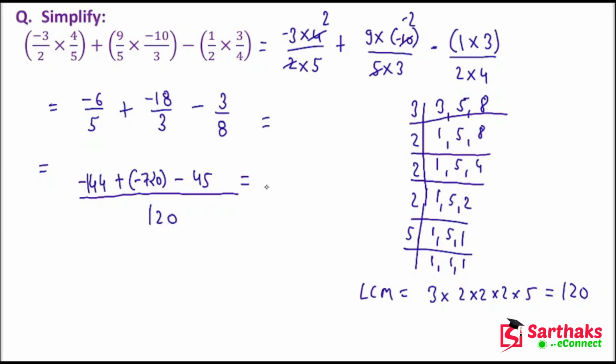Now let us add these 3 numbers. So 700 plus 100, 800. 820, 865, 865 and 40, so it is 905 and 909. So you will get minus 909 all upon 120. Now you can cancel out the common factor, which is 3. So you will divide numerator and denominator by 3. So you will get minus 303 all upon 40, which is the final answer.